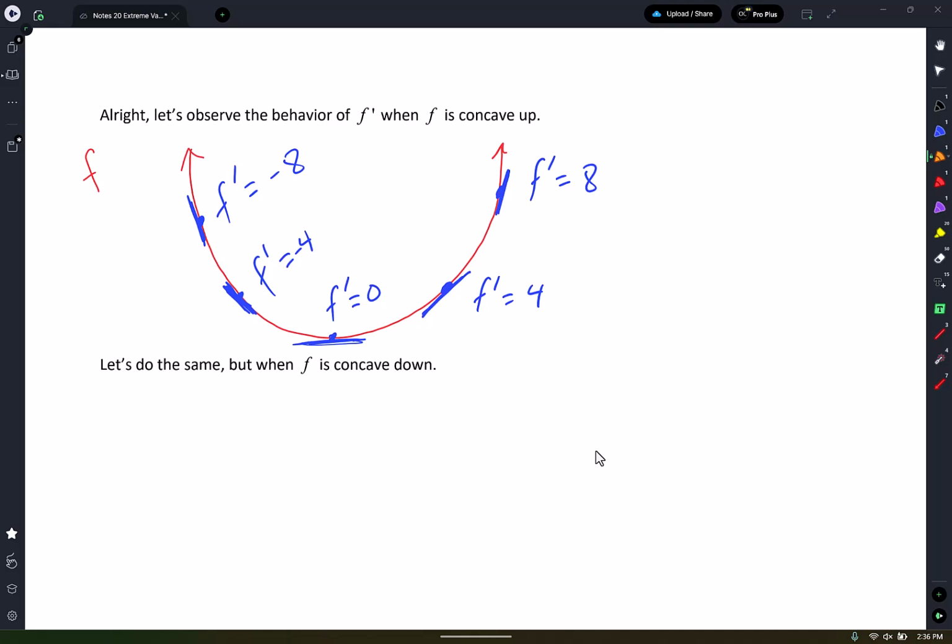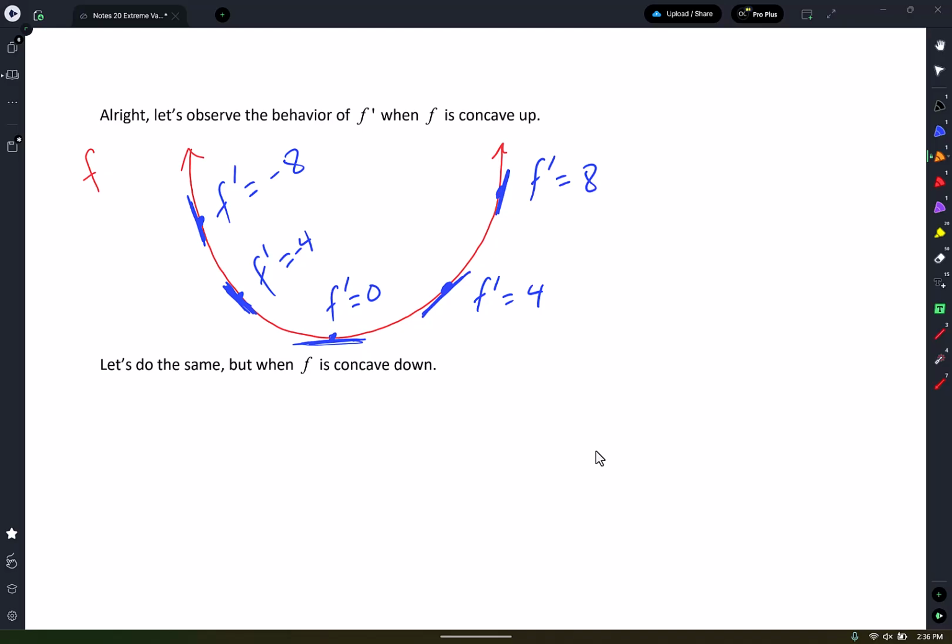-8, -4, 0, 4, 8. No, proportional. Tell me what's happening to that number. It's increasing. Okay, so what's increasing? The slope of f. So don't call it, well, I guess you can call it slope of f. You're fine. But what's a better name?